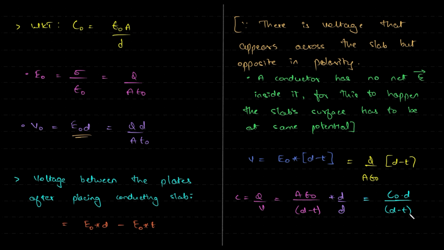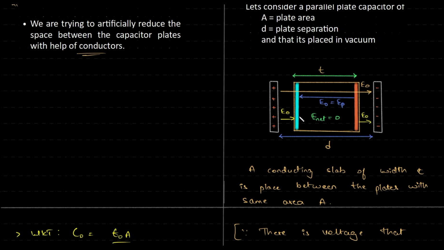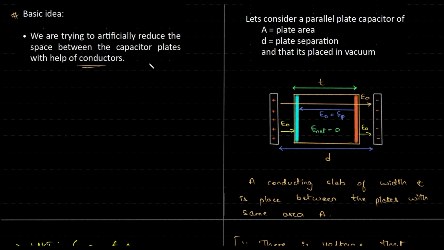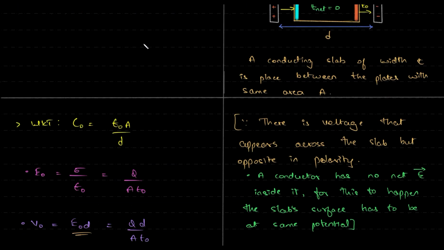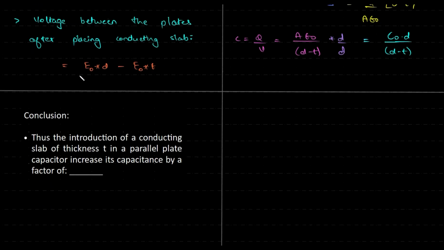So basically it will appear as if the middle space has disappeared. The space between the plates has disappeared. That's what this statement meant. So there's an artificial reduction in the space between the plates. It's like it's there, at the same time it's not there. To conclude, the introduction of the conducting slab of thickness t in a parallel plate capacitor increases its capacitance by a factor of d by (d minus t).